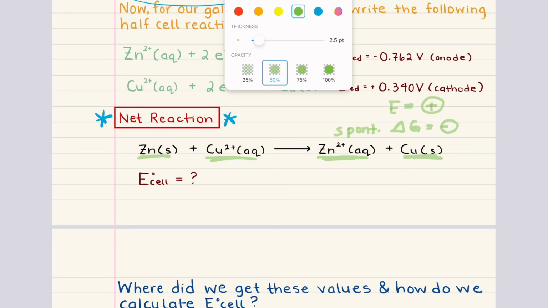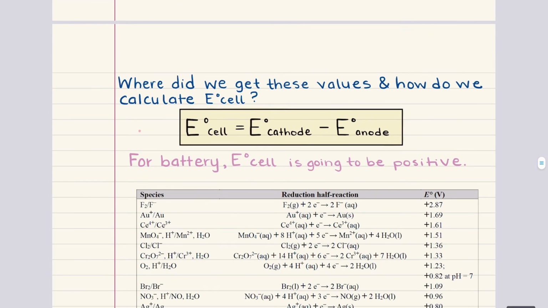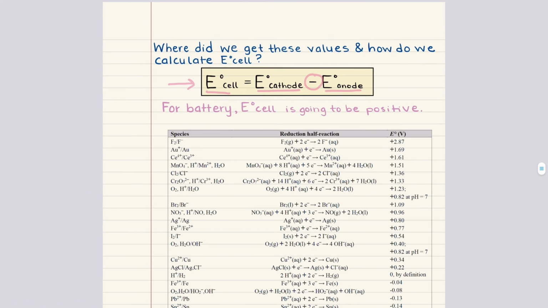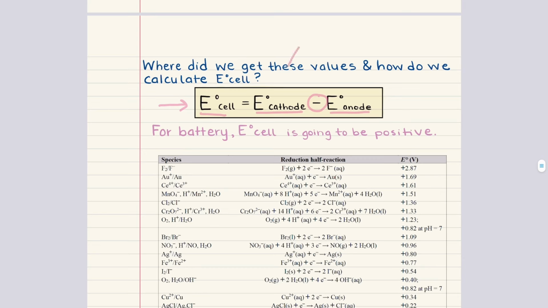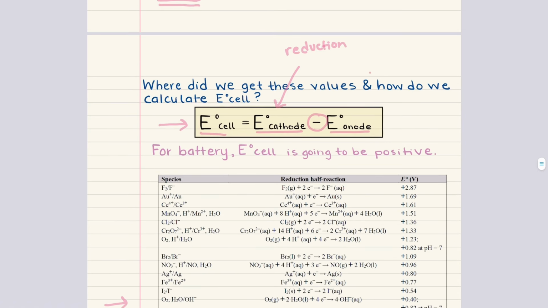Then the next natural question is, where do we get the numerical values that describe each half reaction, and how do we use them to calculate the overall cell potential? We do this using the relationship E naught cell equals E naught cathode minus E naught anode. This subtraction is not arbitrary. It encodes the fact that the cathode reaction is happening in the reduction direction exactly as it's listed in this table, while the anode reaction is occurring in the opposite direction as an oxidation.